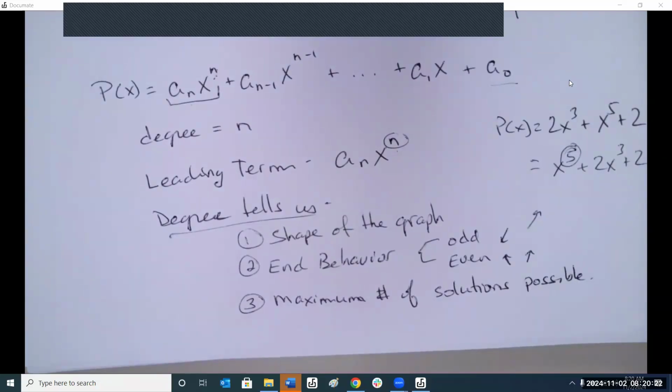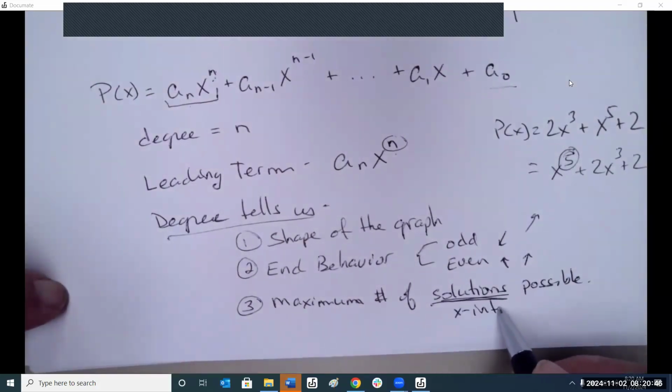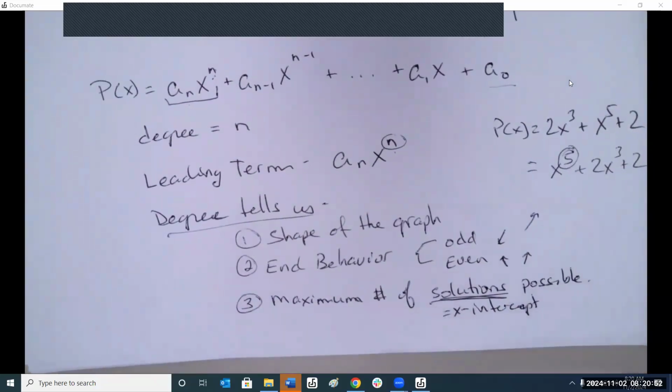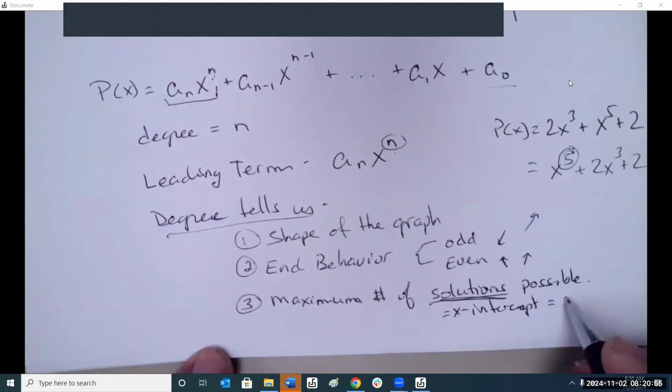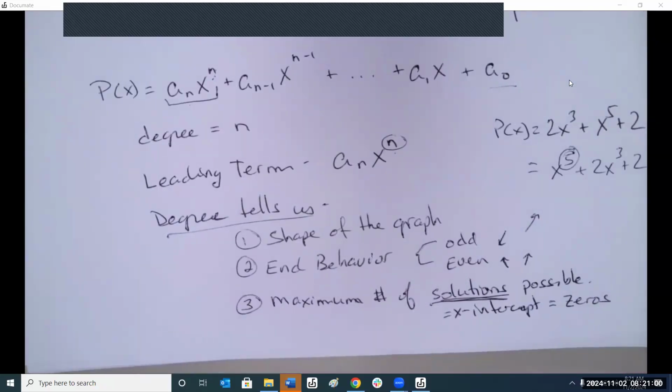If you think about it, okay, now we've defined this before. What's a solution? What's another name for solution? Specifically, which point? Very good. It's the x-intercept. So whenever we say solutions, we're talking about the x-intercepts. Or we could talk about what are called zeros.